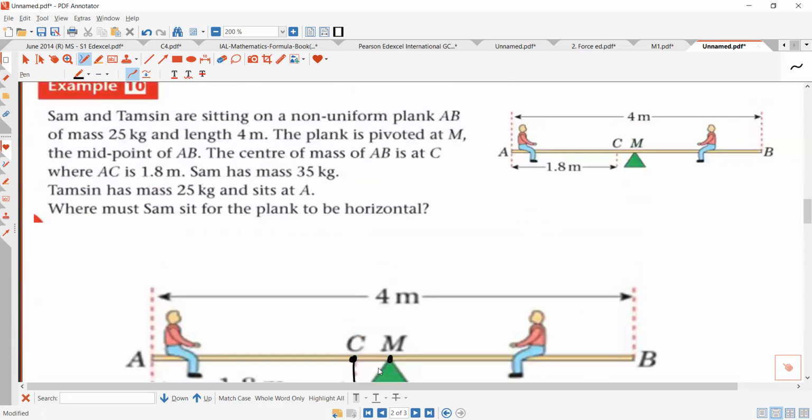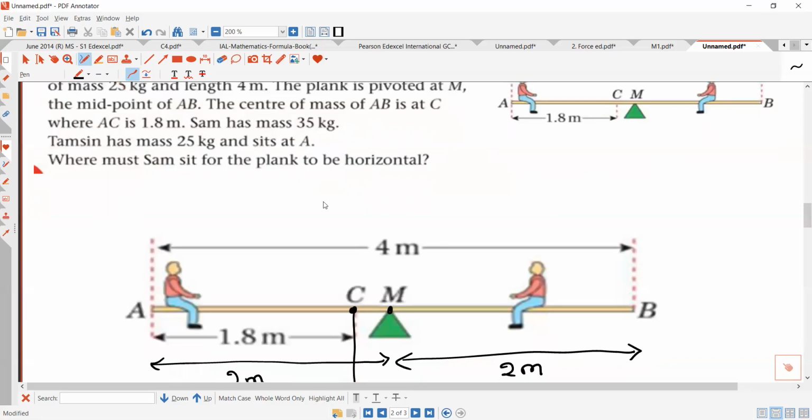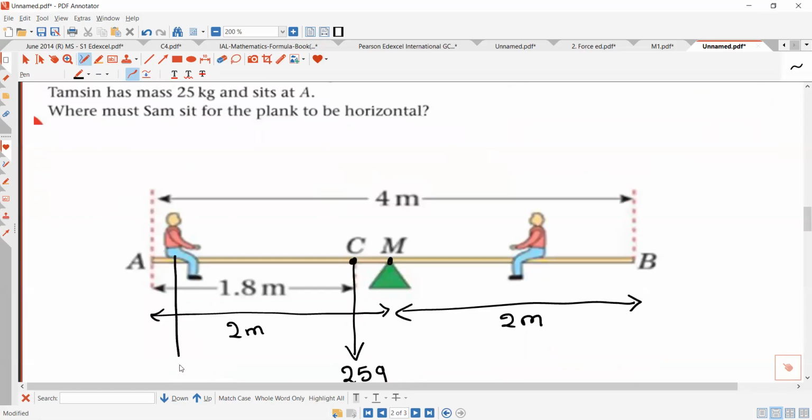Now Sam has a mass of 35 kg. Thompson has a mass of 25 kg and sits at A. So this guy is over here, he's 25 G. And this is Sam. Sam is 35 G. Yes or no? Sam is how much? 35 G.